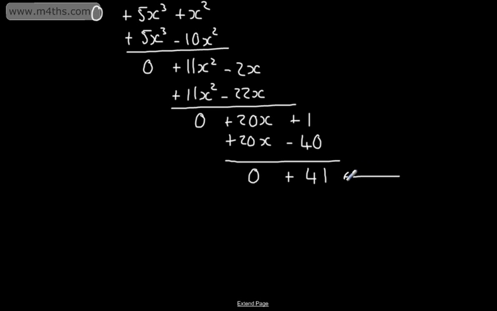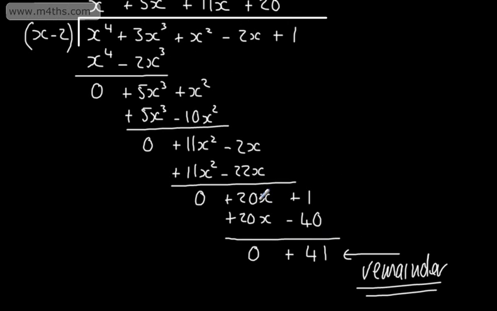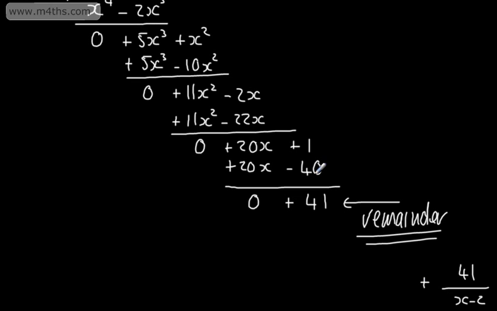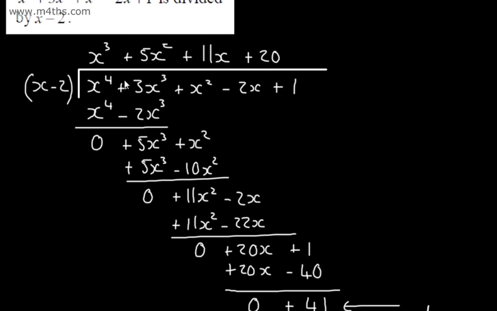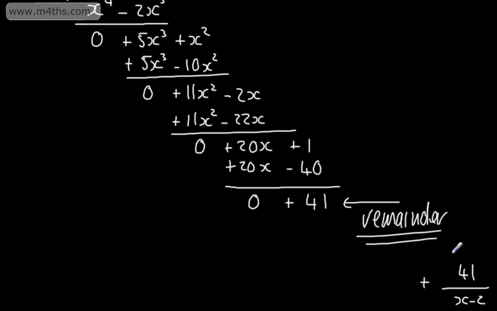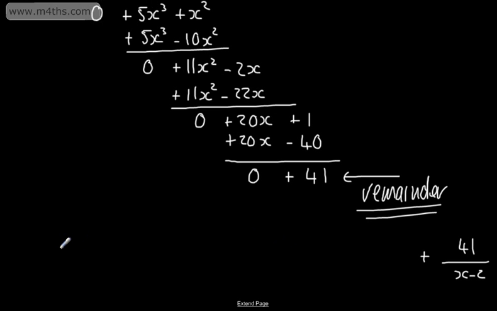This right here is the remainder. Often you'll see the remainder written over the divisor. So we could say that this is going to be plus 41 over x minus 2. So plus 41 over x minus 2. We could write it as the following. So if we wanted to find the quotient, this right here is the quotient, x cubed plus 5x squared plus 11x plus 20. The remainder is 41, and we could write this as the following.